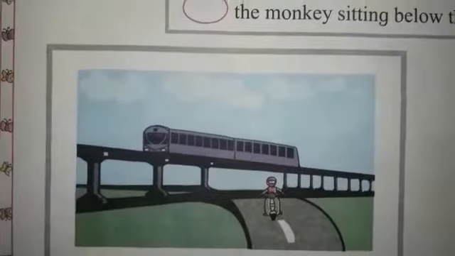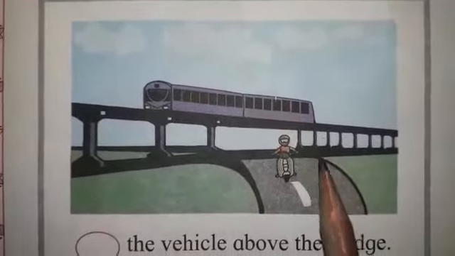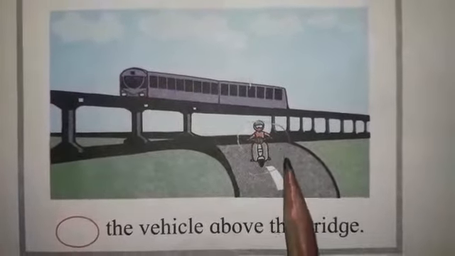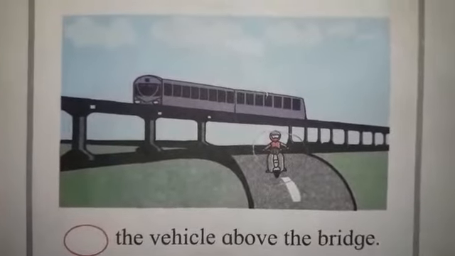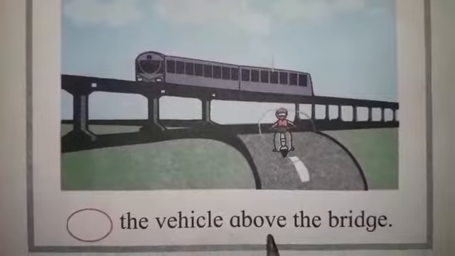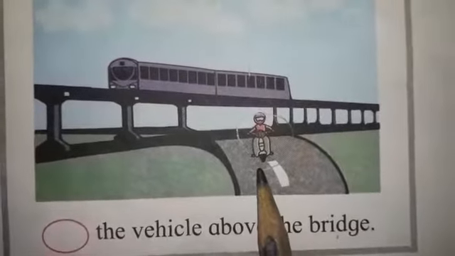Then we will move on to the other picture. You can see here it is a train. Then one person is riding on the motorcycle. Then what they said, circle the vehicle above the bridge. There are two vehicles here. One is train and one is motorcycle.